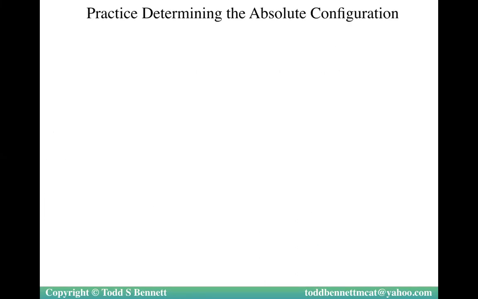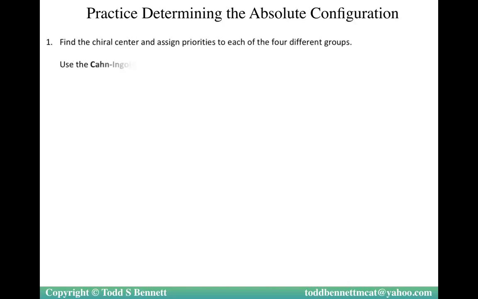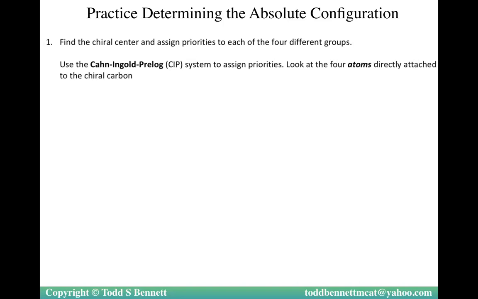So like anything, definitions by themselves don't seem very clear until you see it applied. So let's go ahead and apply this. So I want to assign the priorities to 4 different groups in the following. So we're going to use, again, the Kahn-Ingold-Prelog system. And we're only looking at the 4 atoms directly attached.